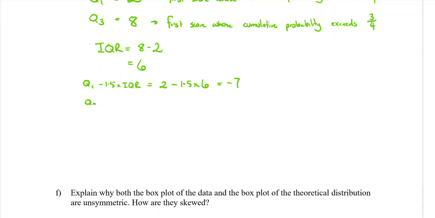The upper end is Q3 plus 1.5 times the interquartile range. Q3 was 8 plus 1.5 times 6, which is 17. I do have scores above 17. So anything from 18 onwards, not the 17, 17 is fine, it's anything above it. So anything 18 up is considered an outlier.